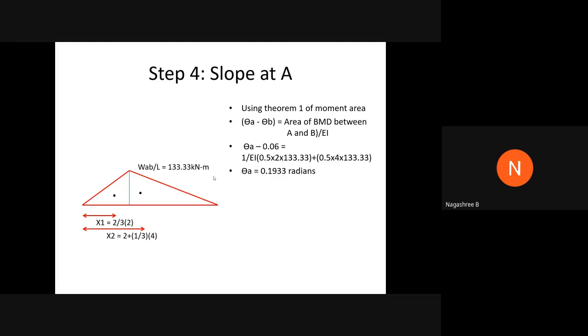0.1933 radians. Are you getting the same? Check the values. All of you, are you getting the same? Yes? Yes, ma'am. Yes? All of you? Yes, ma'am. Okay. Okay. Shall I proceed? Yes, ma'am.